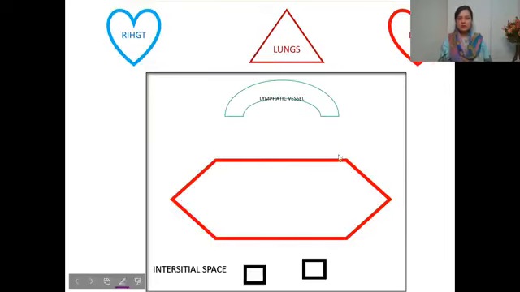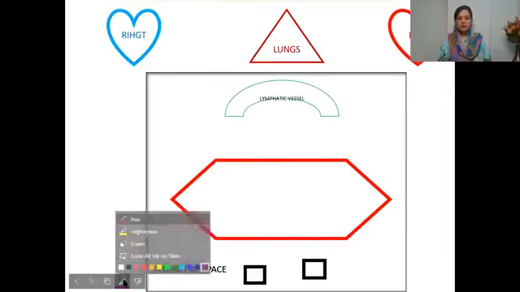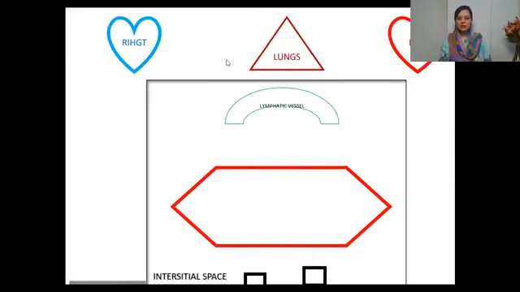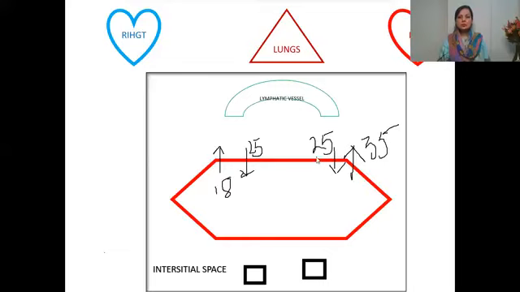So I'm again going to draw it. Just wait a second. Now let me tell you about the difference between the two.